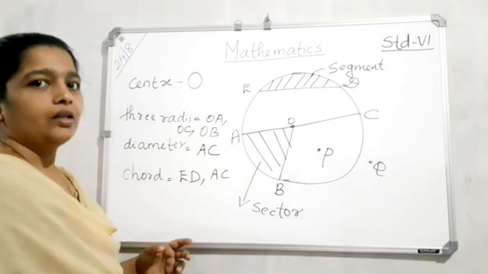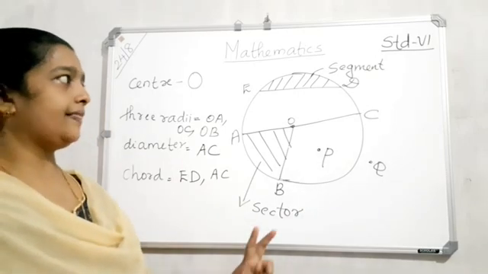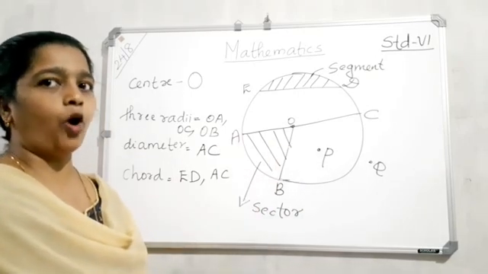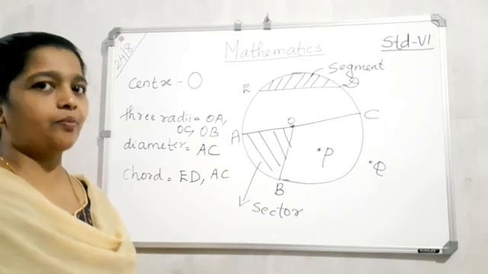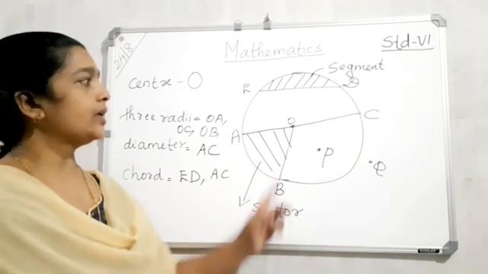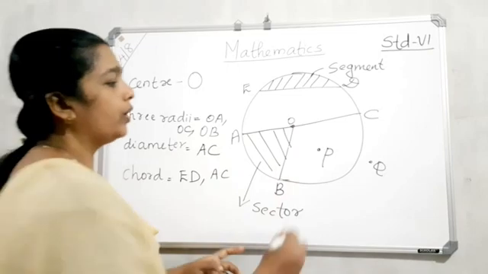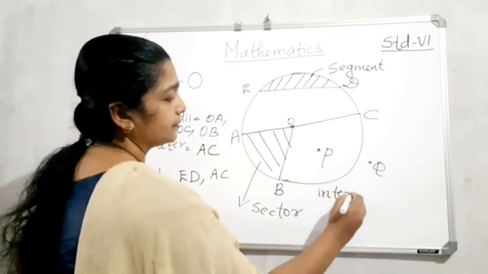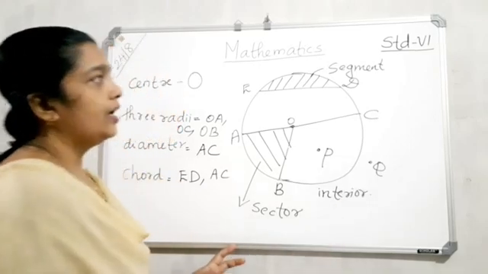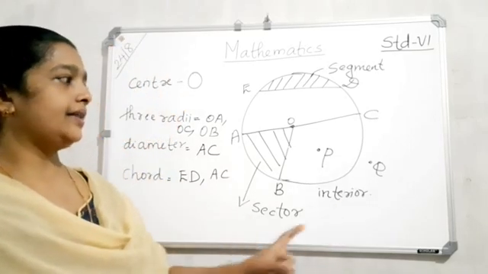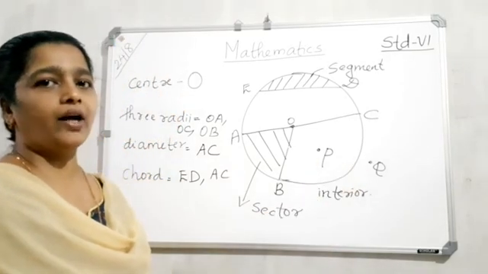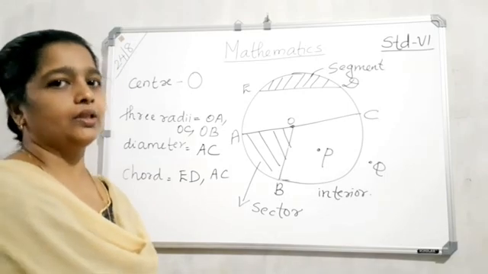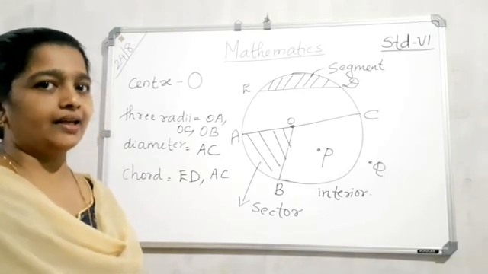Next, 2 points in the interior. Say the points, 2 points inside. Point O and point P are in the interior. Next, a point in the exterior. Say the point Q is in the exterior.